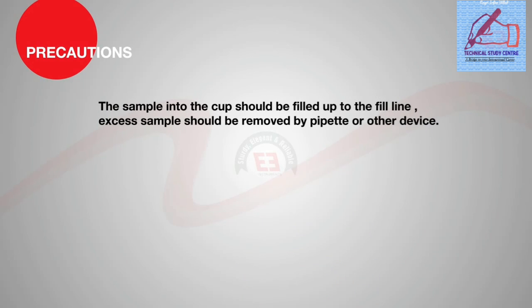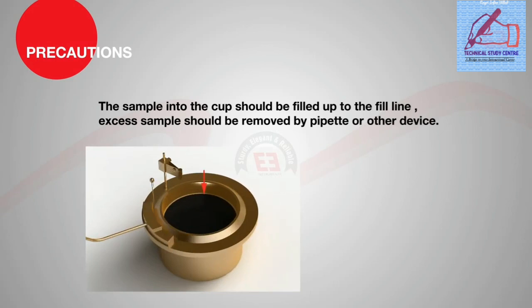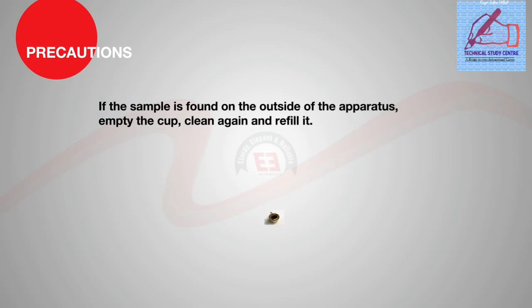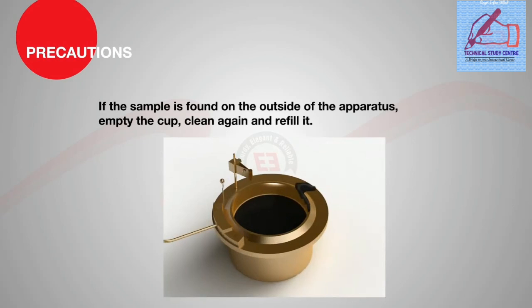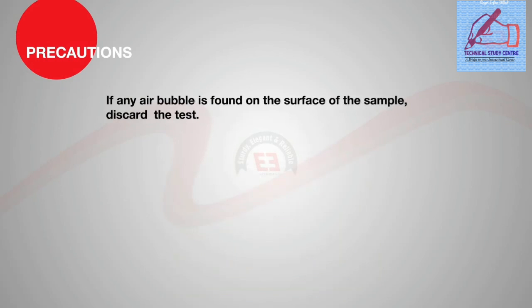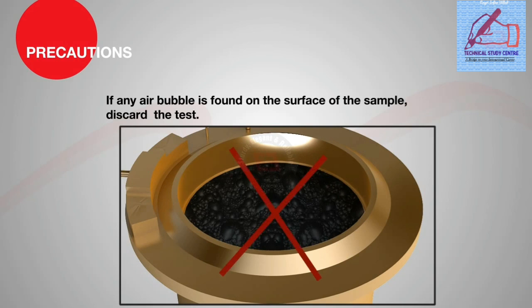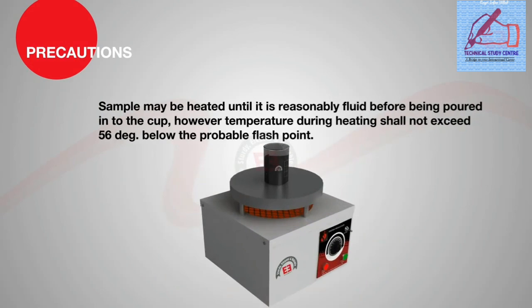The sample into the cup should be filled up to the fill line. Excess sample should be removed by pipette or other device. If the sample is found on the outside of the apparatus, empty the cup, clean again and refill it. If any air bubble is found on the surface of the sample, discard the test. Sample may be heated until it is reasonably fluid before being poured into the cup. However, temperature during heating shall not exceed 56 degrees Celsius below the probable flash point.